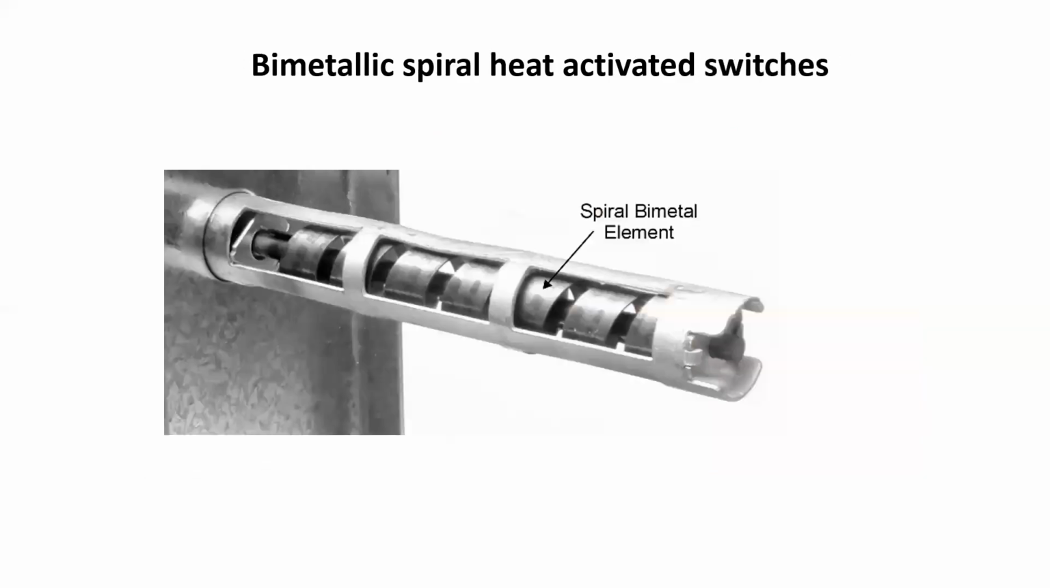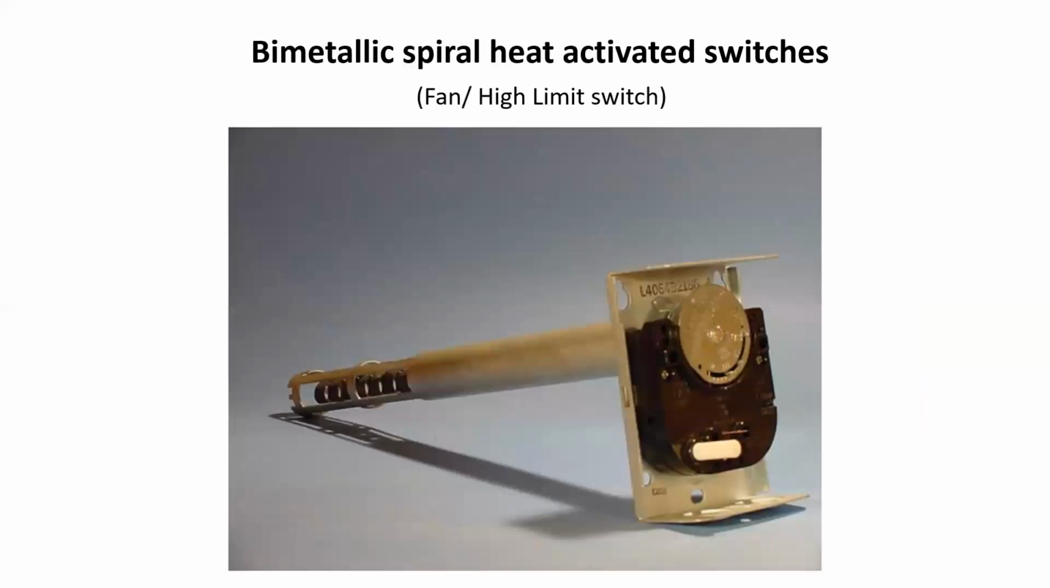In a basic gas-fired system, a spiral bimetallic element is utilized to activate two different switches. The assembly looks like this, and it's commonly used in larger commercial apparatus as well as older residential furnaces. This device is called a fan/high limit switch.